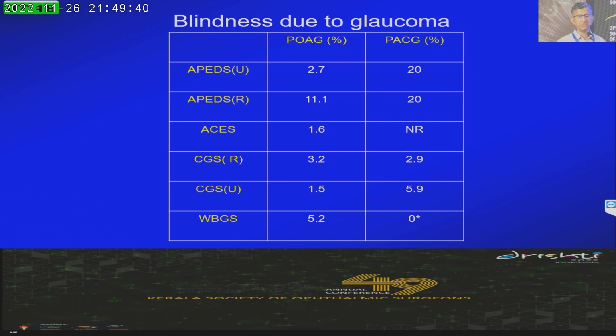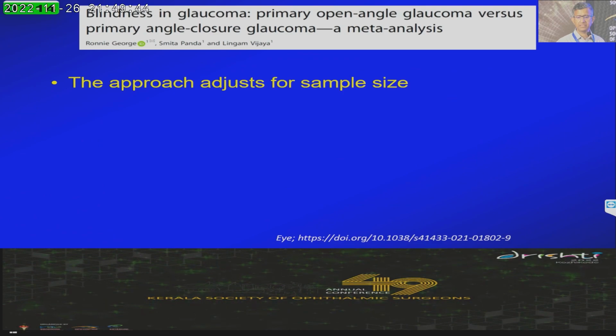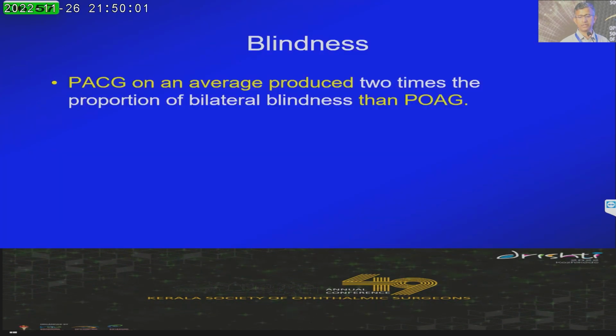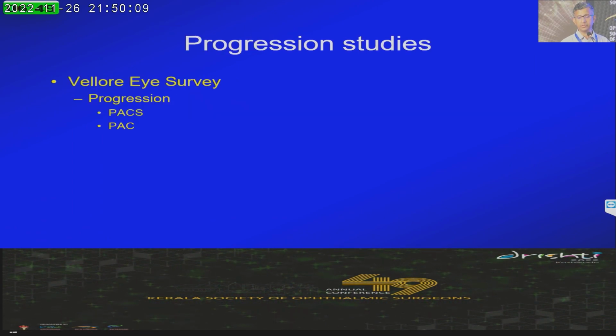Blindness due to glaucoma, generally angle closure causes more disease because of glaucoma. And we had recently published this meta-analysis where we looked at all population-based studies done globally. And we found that angle closure causes about 2.8 times as much glaucoma blindness as open angle glaucoma. And this is something that you need to keep in mind because it is a much more blinding disease, and the only way you can pick it up is by doing gonioscopy.